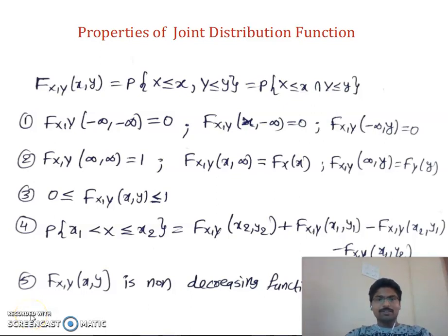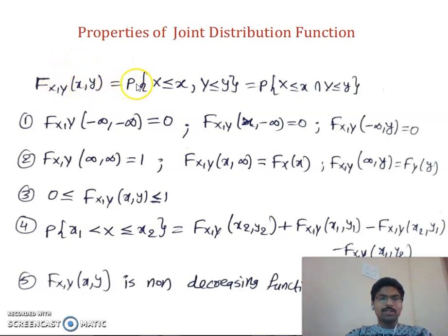In this video, we will see the properties of the joint distribution function and also the proofs for each property. Before seeing the proofs, first of all, understand the definition of the joint distribution function. The joint distribution function is written as capital F_{X,Y}(x,y). This is the notation used for the joint distribution function.